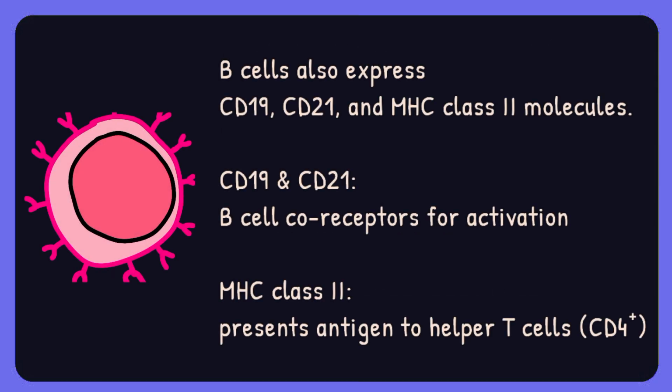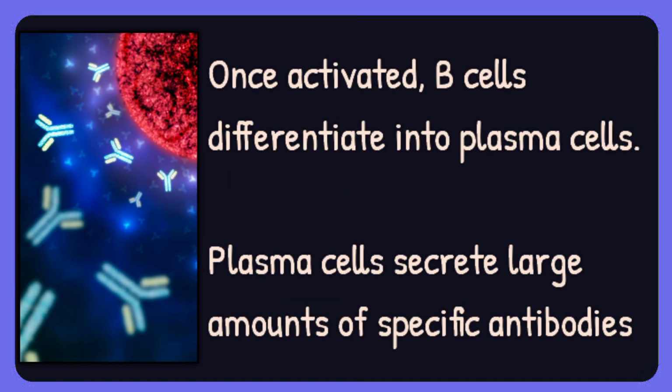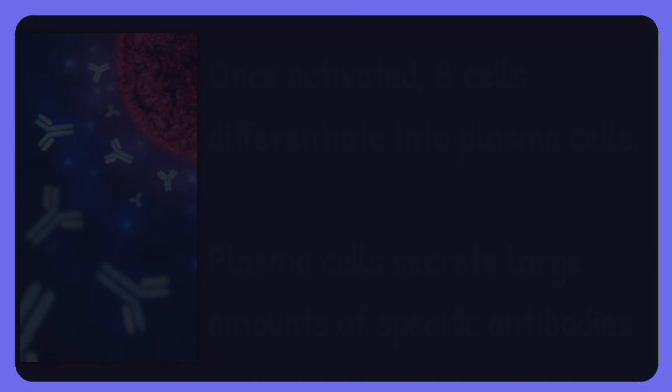B cells have co-receptors, CD19 and CD21, that help them get activated. They also use MHC class II to show antigens to helper T cells, or CD4+ cells, which helps coordinate the immune response. Once a B cell is activated, it transforms into a plasma cell, which is basically an antibody factory. These plasma cells pump out large amounts of specific antibodies to fight off the invader.